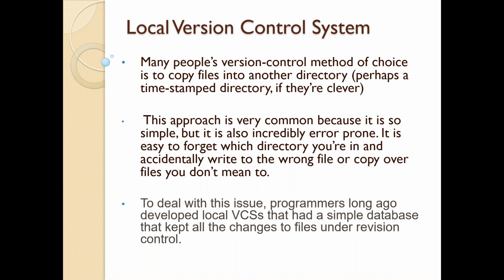So in order to overcome this, they developed something called local VCS. VCS is version control system, which had simple databases that kept all the changes of files under revision control. If you remember, 10 to 12 years ago we had CVS, right? CVS is called Concurrent Versions System. CVS was one of the version control systems we had, where they had this local database. So instead of copying it into your folder, you keep it in a local database. Again, it is within your system.